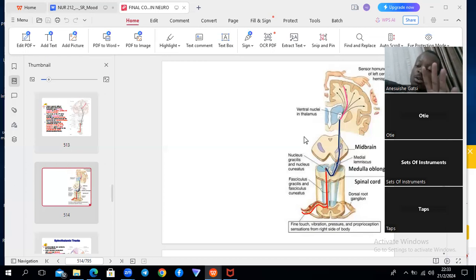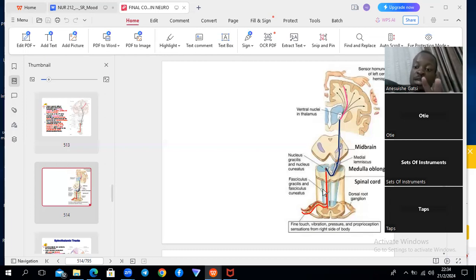So what this column does, the spinal cord is starting from lower down going up. That's how we are interpreting it. So you start by having fibers from the lower body more central, and as you go up, you add fibers from the upper body on the outside. So they create this fasciculus, which we call fasciculus gracilis and fasciculus cuneatus. What is in these two fasciculi? It's basically the sensations of fine touch, vibration, pressure, and proprioception.